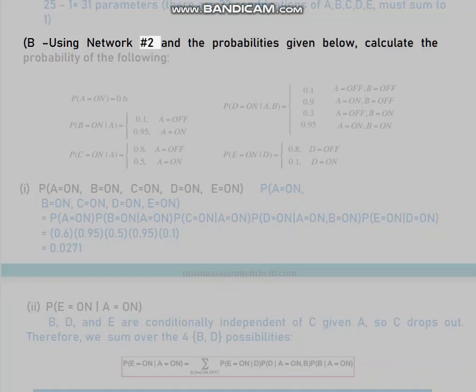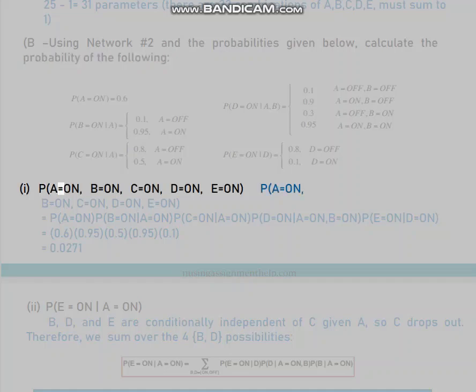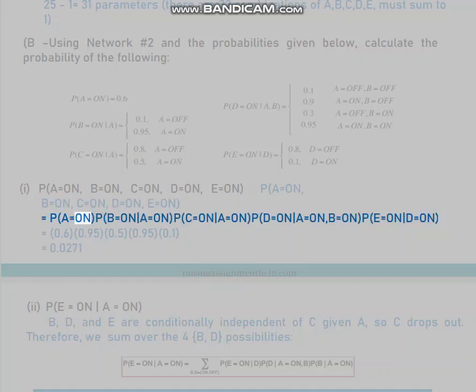B. Using network number 2 and the probabilities given below, calculate the probability of the following. 1. P(A=ON, B=ON, C=ON, D=ON, E=ON) = P(A=ON) P(B=ON|A=ON) P(C=ON|A=ON) P(D=ON|A=ON, B=ON) P(E=ON|D=ON) = 0.6 × 0.95 × 0.5 × 0.95 × 0.1 = 0.0271.